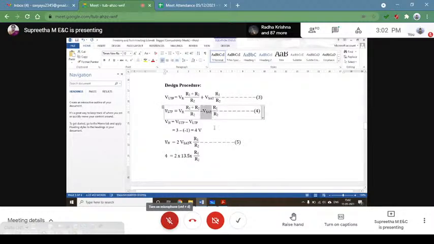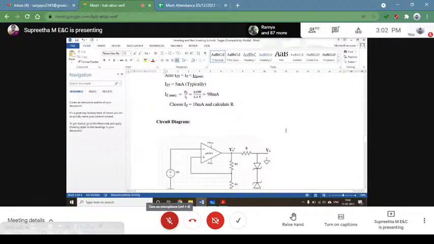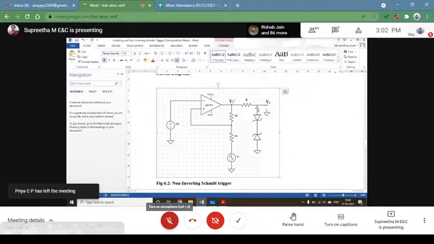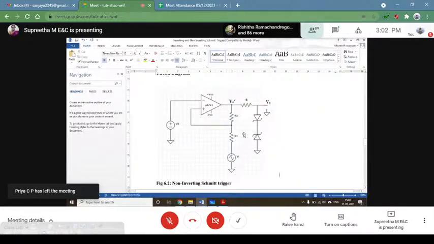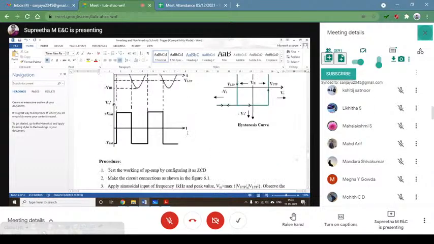See, wherever you have plus VSAT, it is VH and minus VSAT is your VL. Okay? So the designing of the circuit is not a problem. And choose V0 to be, if I say V0 should be plus or minus 6 volt, and design for V0 dash. So based on this, you find out the resistance R based on the saturation voltage of your Schmitt trigger, and these are expected graphs.